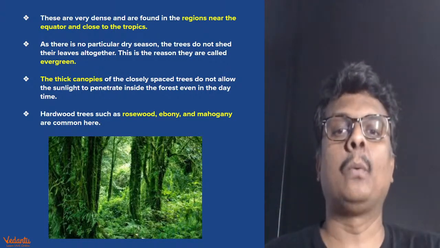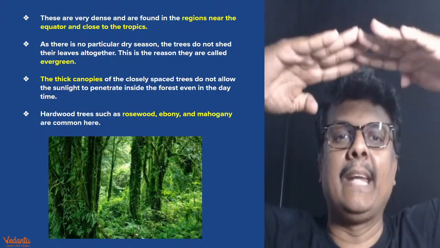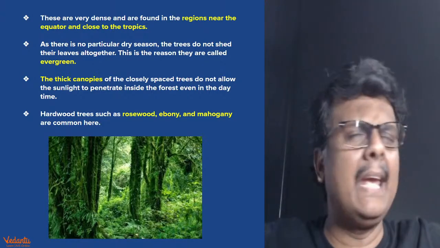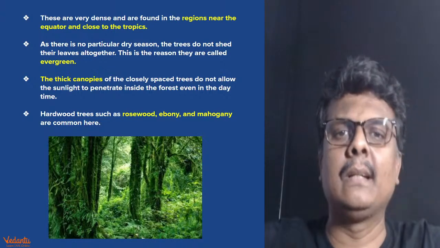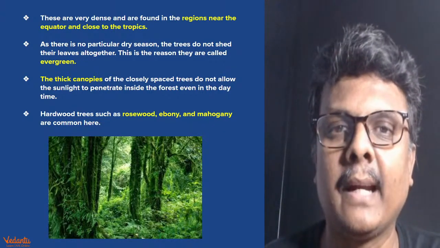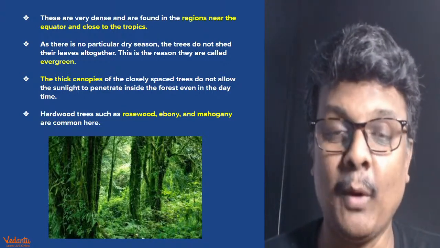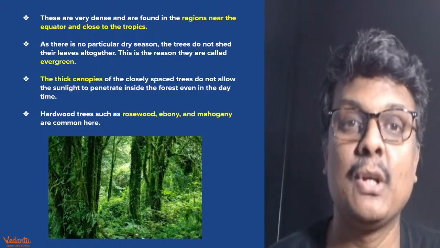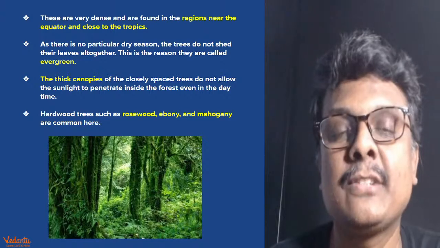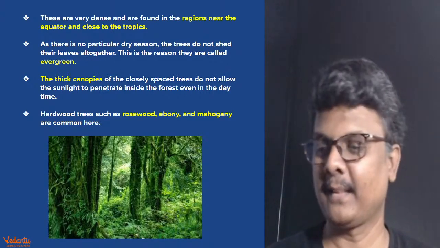Now, the top part, you call it the canopy. Every tree has a top part, right? The canopies of the trees touch each other, looking like it is totally dark inside. Sunlight cannot peep inside. So what kind of wood is there in these trees? Rosewood, ebony, mahogany. They are very common in this tropical evergreen forest. Clear? Super, right?